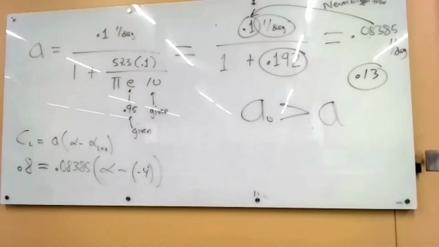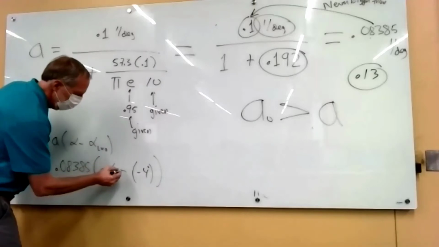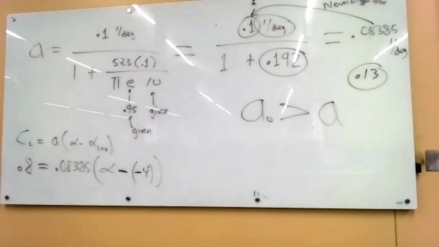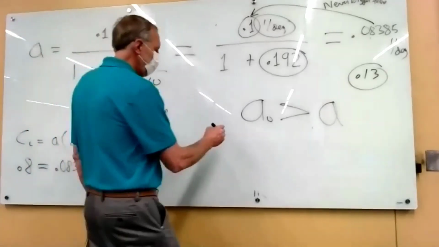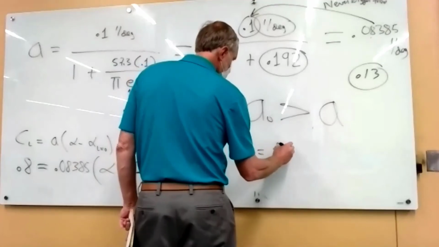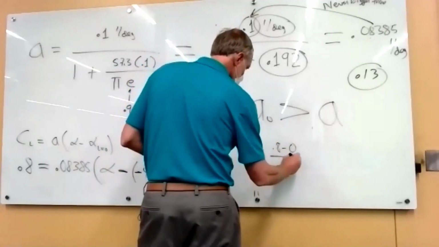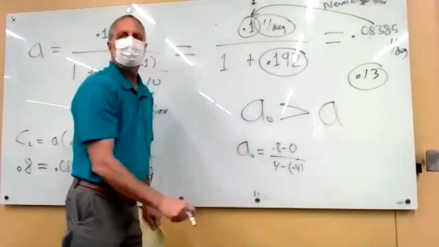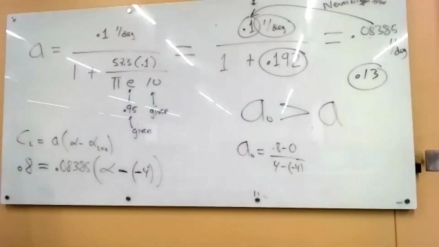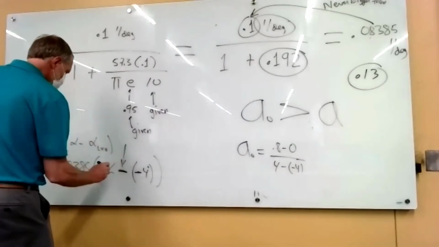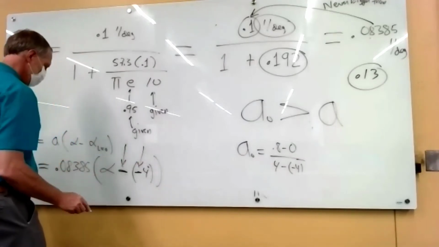Another word of warning, it's really easy to forget both of those minus signs. In the same way that when we were doing the lift curve slope, we had 0.8 minus 0 over 4 minus minus 4. It's really easy to mess that up. So the same deal here. Make sure you pay attention to that minus sign and that minus sign.